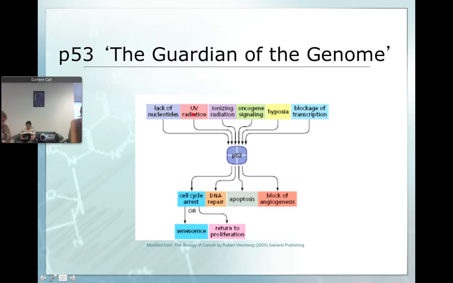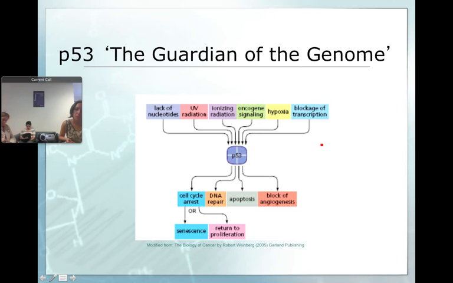It gets information as to whether or not UV radiation is present, whether or not there's radiation damage to the DNA, ionizing radiation, which causes a different kind of damage, and whether or not oncogenes, which is critical to what we're talking about, and I'll show you a diagram in a moment, are sending signals when they should not be. Whether there is a lack of oxygen: if you don't have oxygen, you don't have energy production, and you're in trouble. And whether or not there's a blockage in transcription.